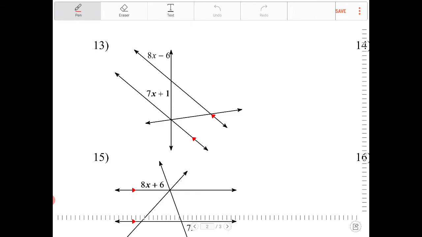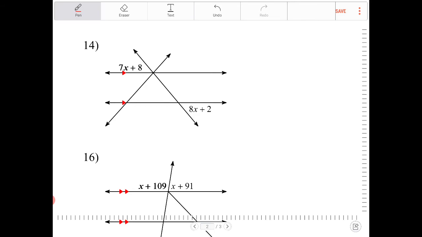These are corresponding angles. 7x plus 1 will equal 8x minus 6. Subtract both sides by 8x. Subtract both sides by 1. X will equal 7. Since x is equal to 7, this angle over here, therefore, will equal 50, because 7 times 7 is 49, plus 1 is 50.